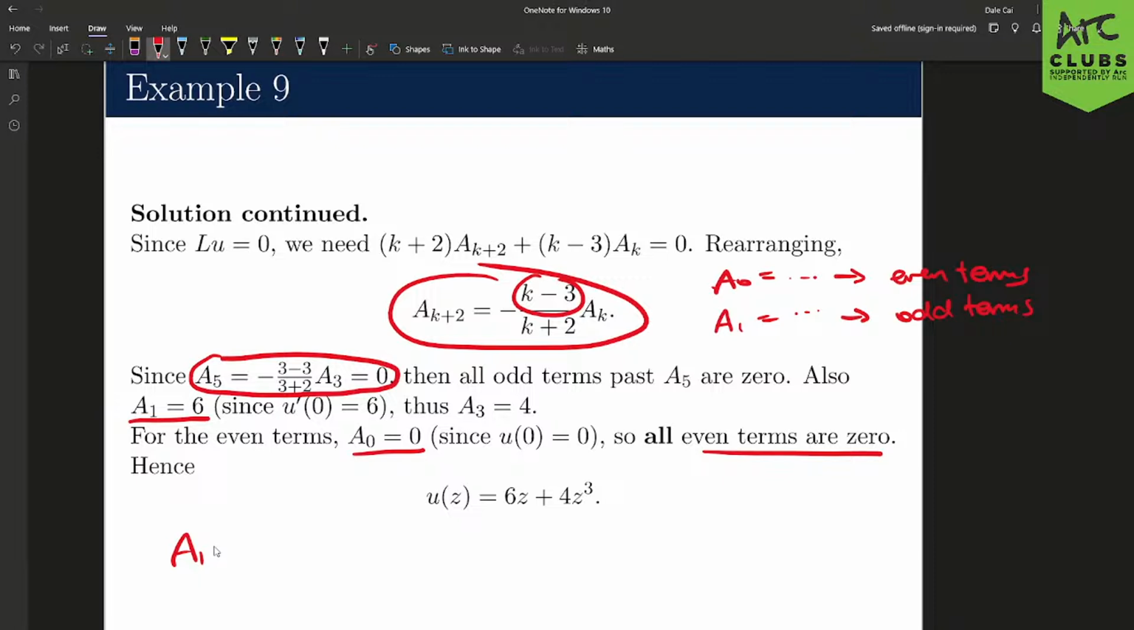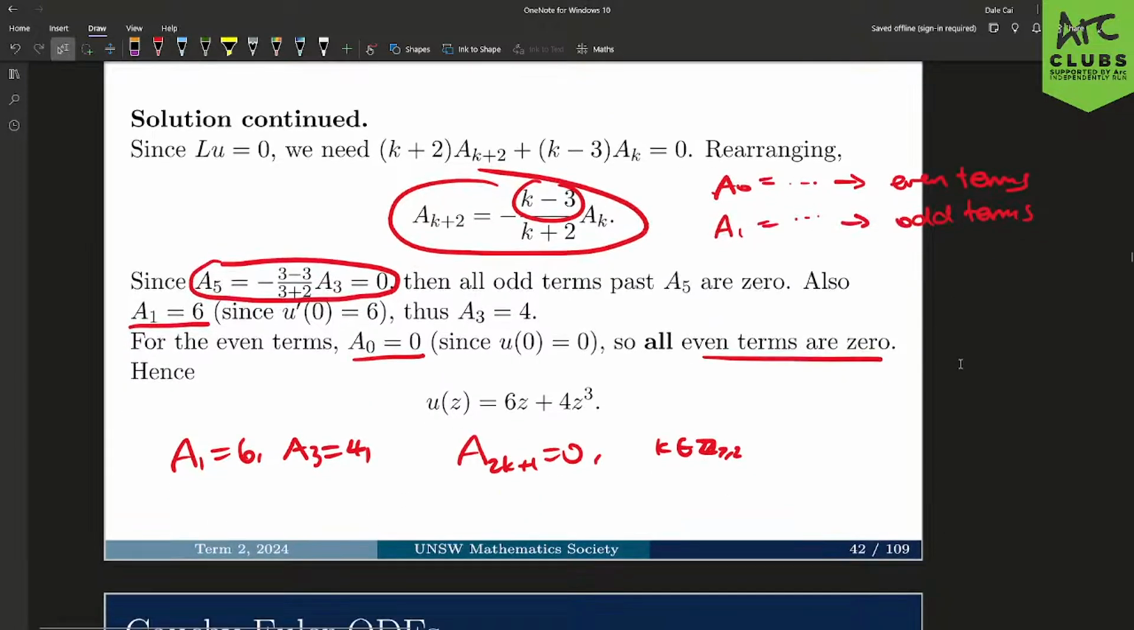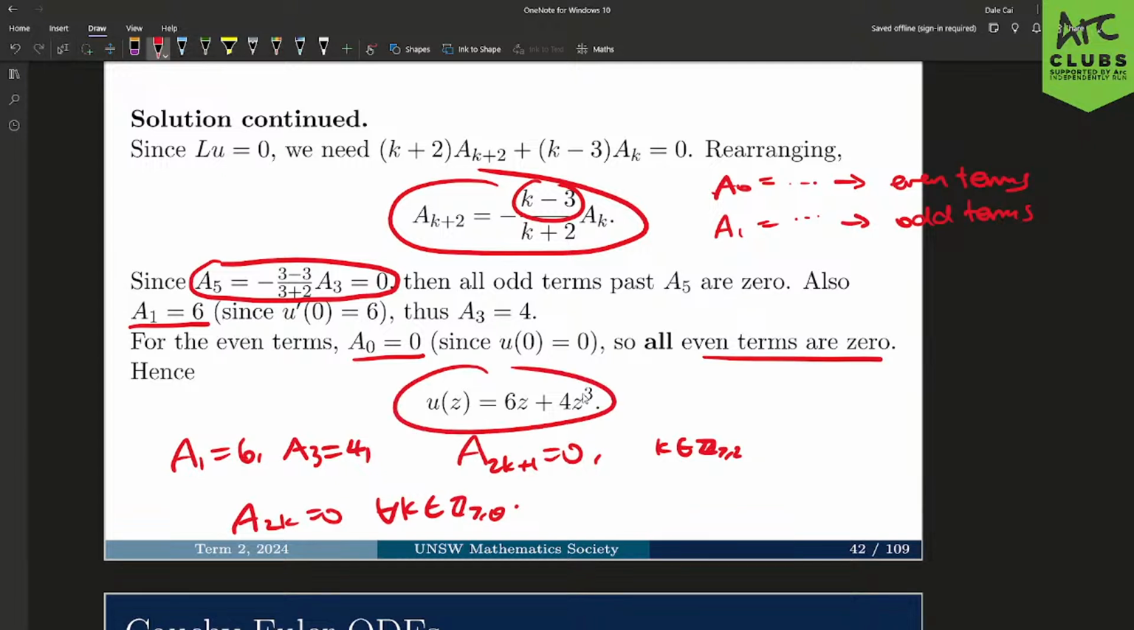In other words, A1 is 6, A3 is 4, and then, I don't usually use this notation, but I'll be rigorous here, A_{2k+1} is going to be 0, where k is an integer greater than or equal to 2. And A_{2k} equals 0 for integers greater than or equal to 0, which gives us this solution.